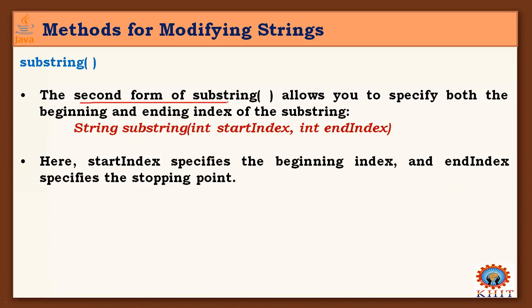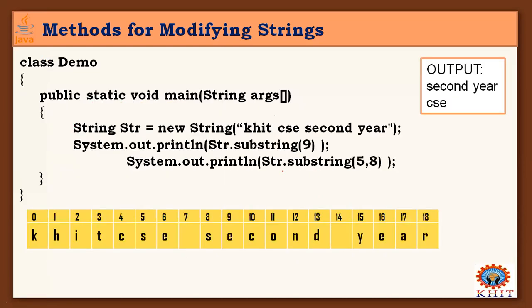The second form of substring allows you to specify both the beginning and ending indexes of the given string, starting index and ending index. Based on that, you can extract a substring from the given string object.